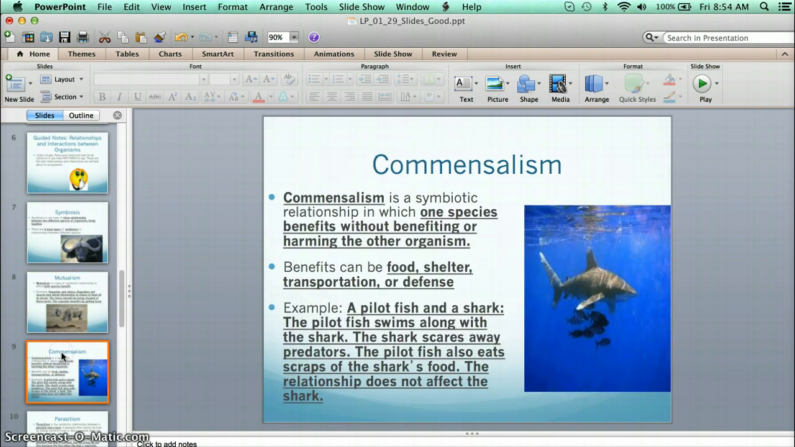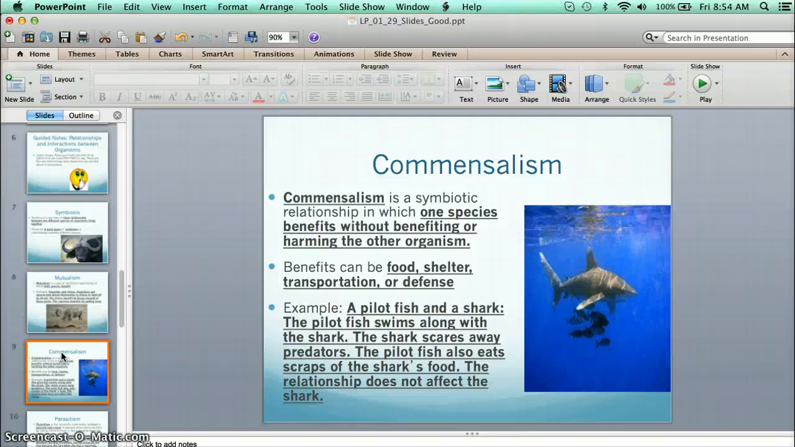The second type of symbiotic relationship that we're going to look at today is commensalism. Commensalism is a symbiotic relationship in which one species benefits without benefiting or harming the other organism. So one species is benefiting a lot, and the other one, nothing happens to it. The benefits for the one species could be food, shelter, transportation, or defense, like protection.